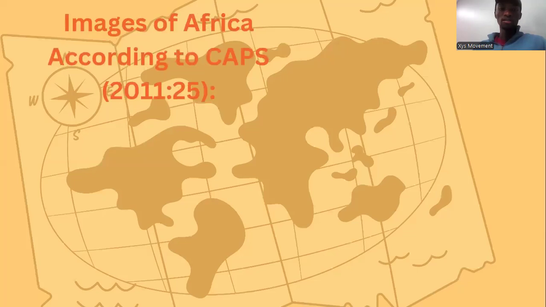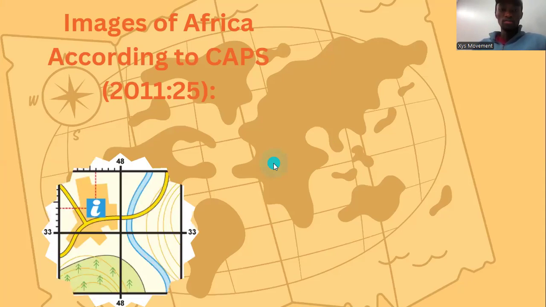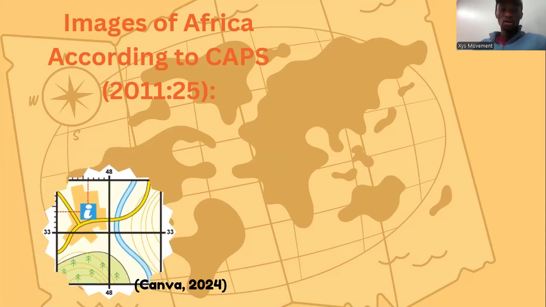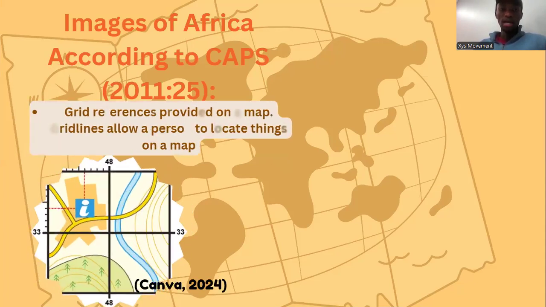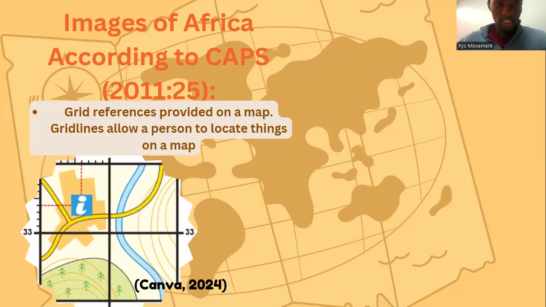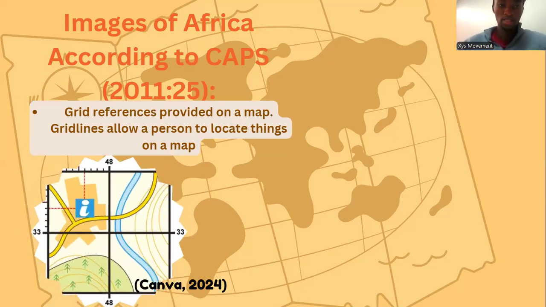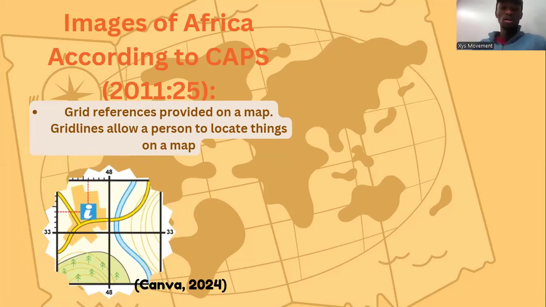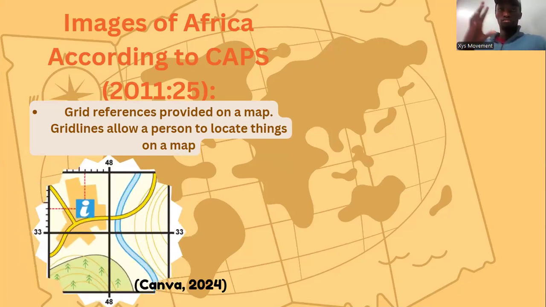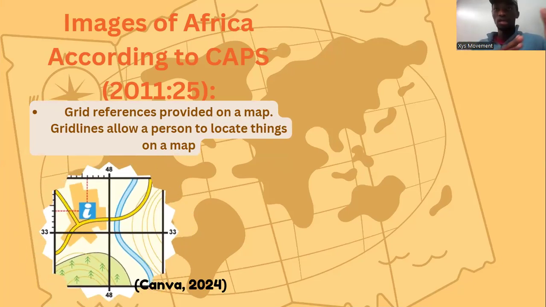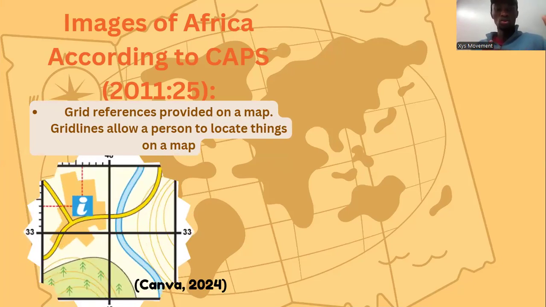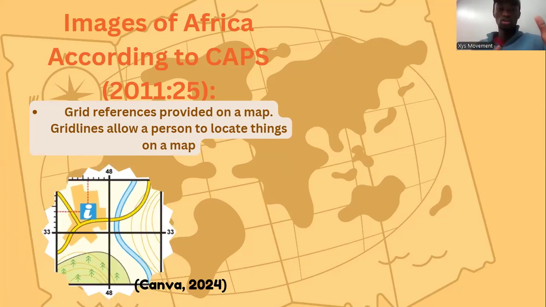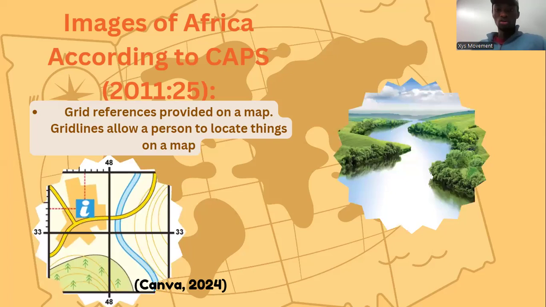So the last topic that we look at under map skills is images of Africa. Under images of Africa, one of the things that we look at is grids, which allow a person to locate things on a map. When you want to see physical features, they put a grid on the map so that you can know, for example, column B, row 3, and they will show you certain things, and you'll be able to see all of the features that are on that grid reference.